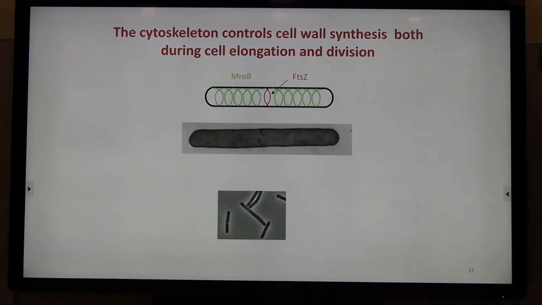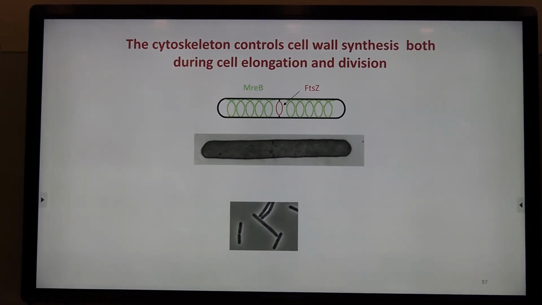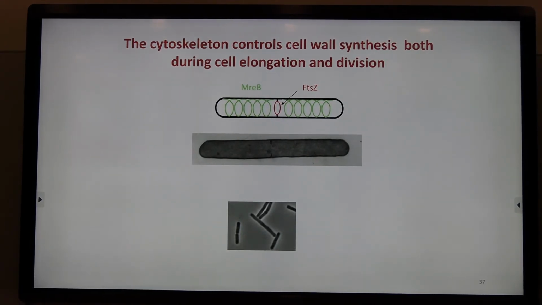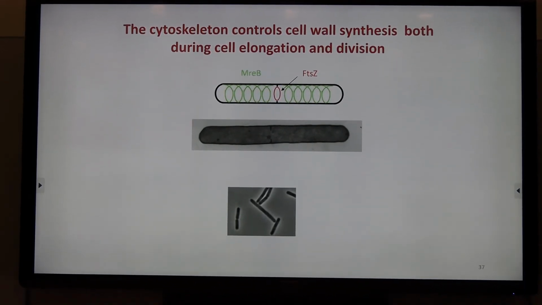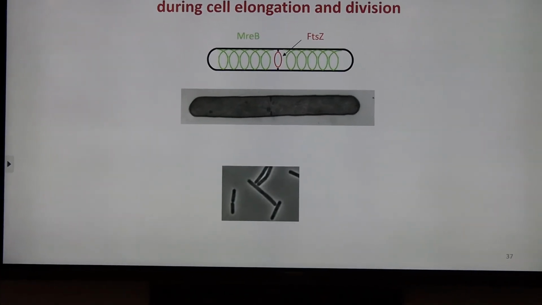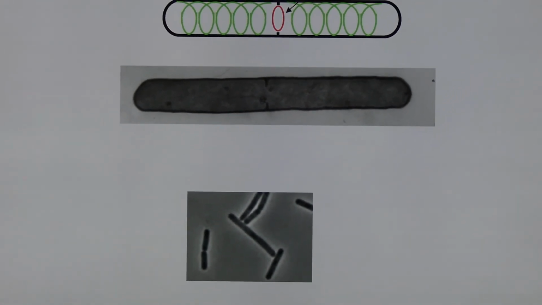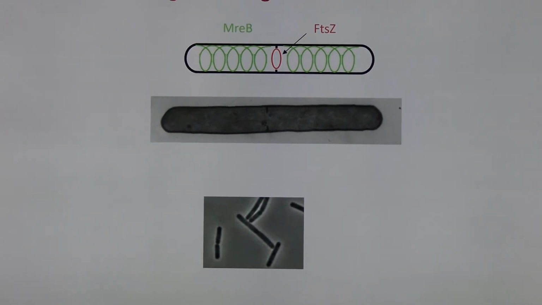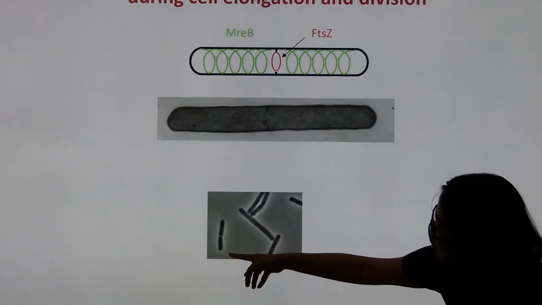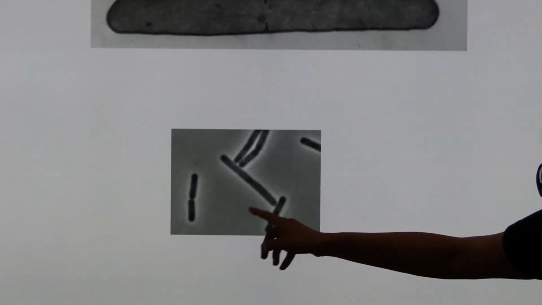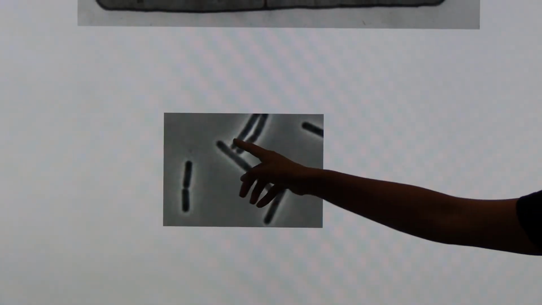So if everything is working normally, then you can see a range of cell sizes, from small rods of recently divided cells to longer pre-division cells, as you can see from this photo. Here is just after division, and this is just before the division.